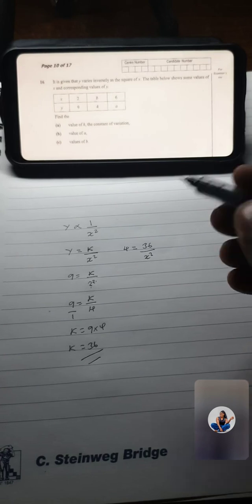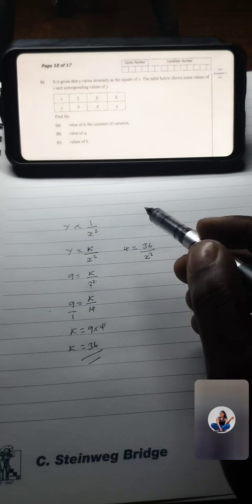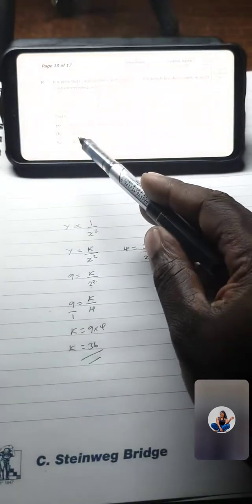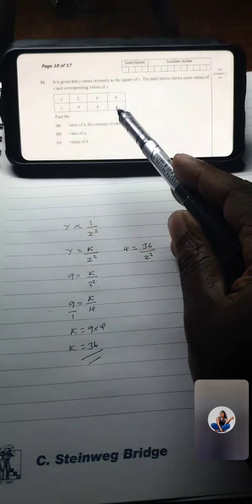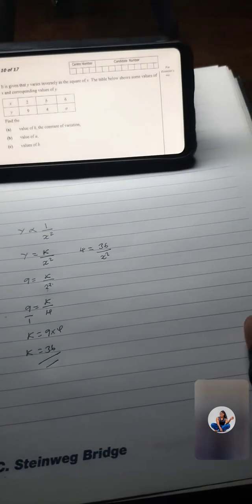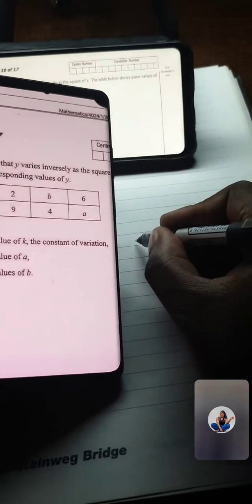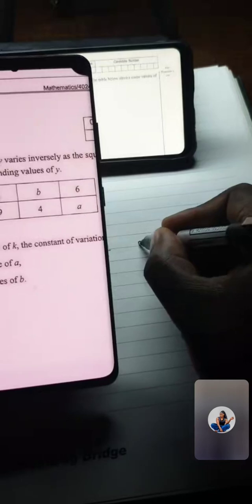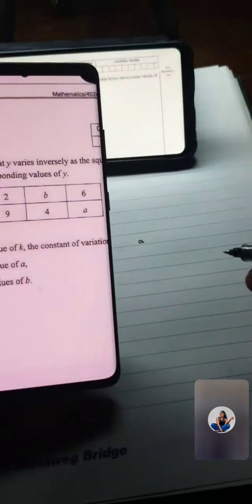But then, why is it saying find the value of A? It's saying find the value of A. So we need to find this one. Sir, I was only following what you are saying. Let's start again. What would be our Y? Our Y would be A. Yes.